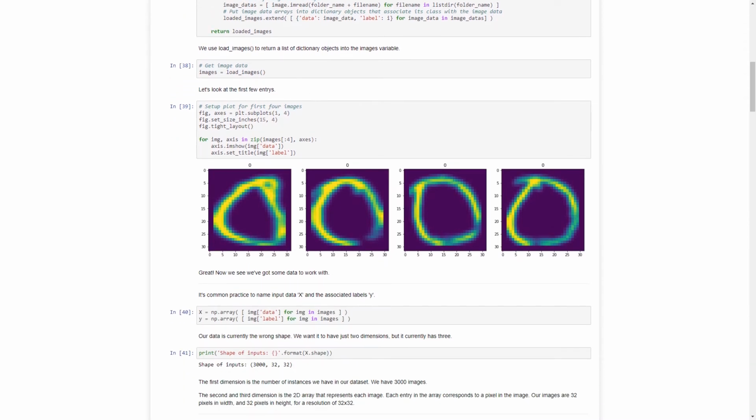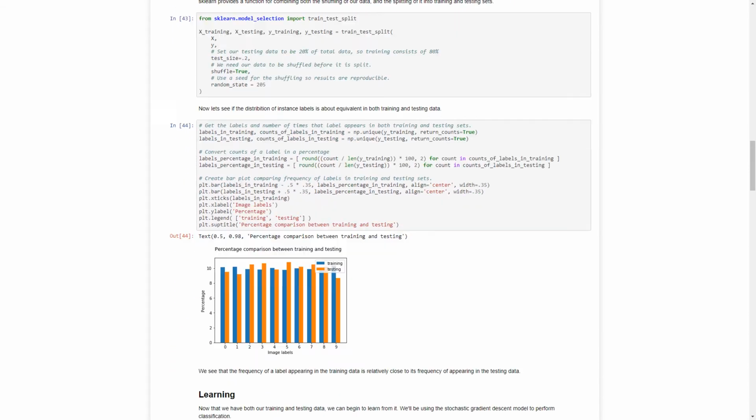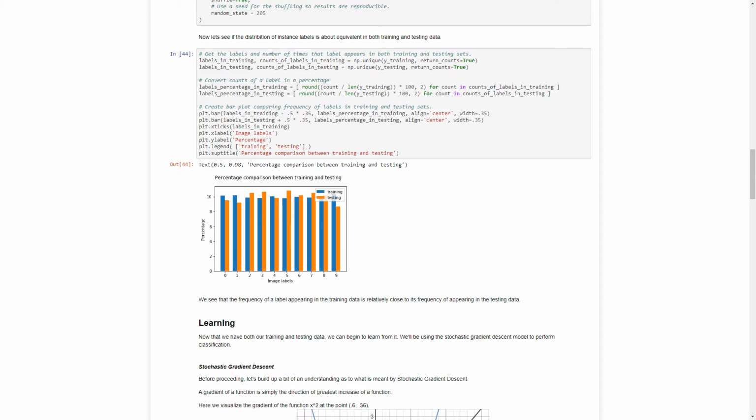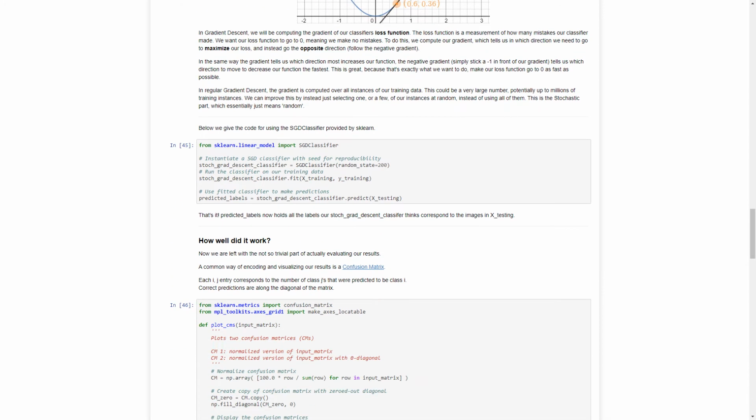So just going through here, this is what our images look like. These are all supposed to be handwritten zeros, and we can see that they are labeled as 0. Excellent. And then we get to the training and testing. This graph here is just showing that we have an about equal distribution of the different classes in both our training and testing sets. So around 10% for both. And we already know how stochastic gradient descent works, so I'll skip over that.